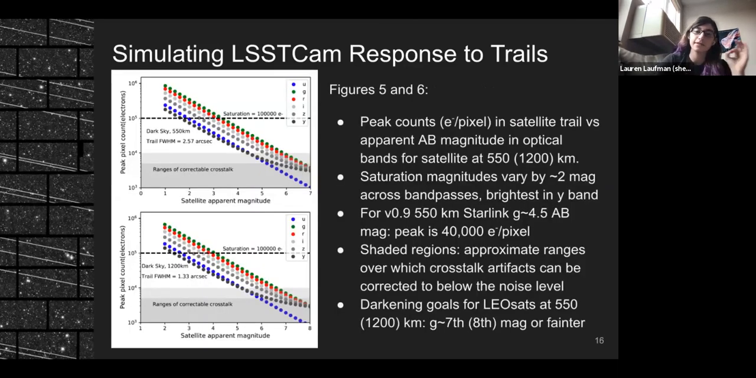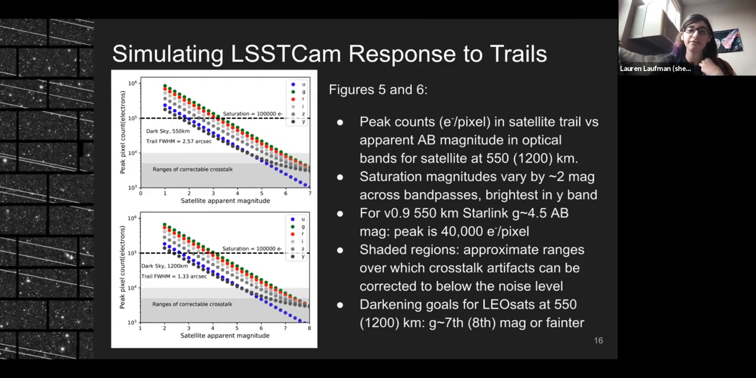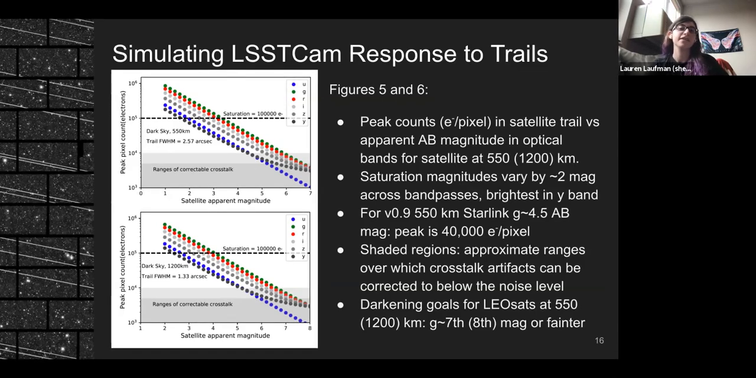So next up, these are kind of hard to explain if you don't already know what magnitudes are and how all this works, but I'm going to try and explain it to y'all. Figures 5 and 6 from the Tyson et al. paper have the peak counts in satellite trail versus apparent AB magnitude in optical bands. What this means is that if your stuff is way too bright, if you're getting 10 to the 5 electrons per pixel, at that point you have saturated the pixel and you are in trouble.